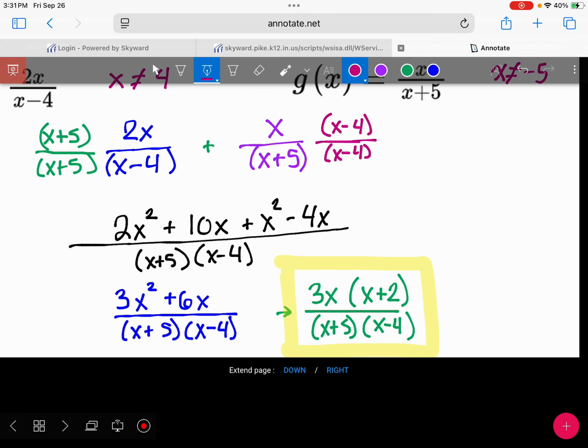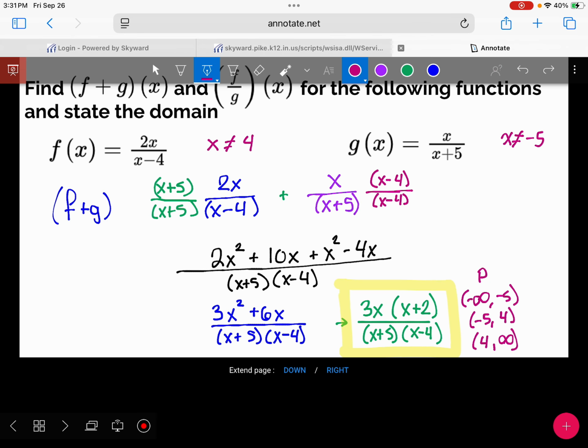So our domain for this function over here is going to be from -infinity up to -5, and then from -5 up to +4, and then from +4 up to infinity. We've just got to skip over -5 and +4.